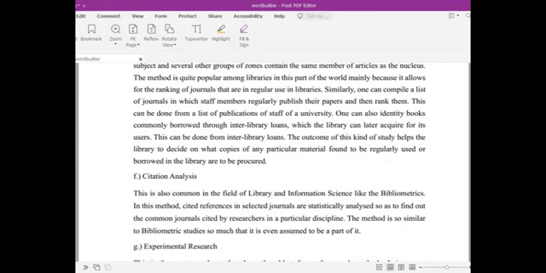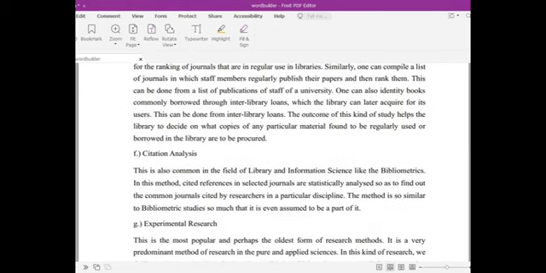We look at the citation analysis. This is also common in the field of library and information science, like bibliometrics. In this method, cited references in selected journals are statistically analyzed so as to find out the common journals cited by researchers in a particular discipline. This method is so similar to bibliometric studies so much that it is even assumed to be a part of it. Yes, they are both similar.